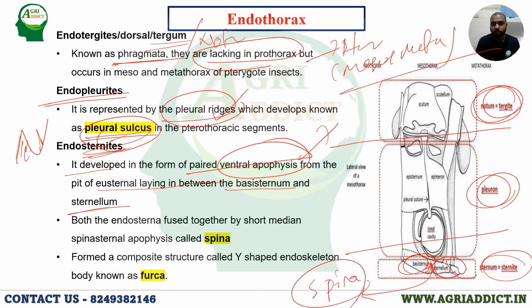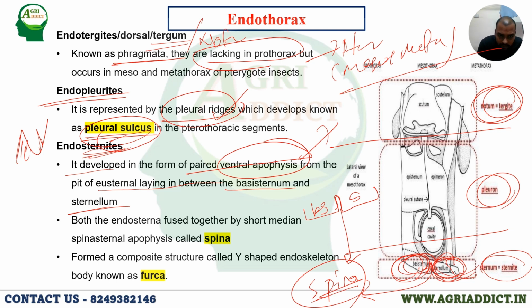You have to remember, in the sternites, two different parts are there: the basisternum and the sternum. This is the basisternum and this is the sternum, and they are joined by one structure called the spina. From the exam point of view, this is very important: the structure that joins the basisternum and sternum is called the spina.